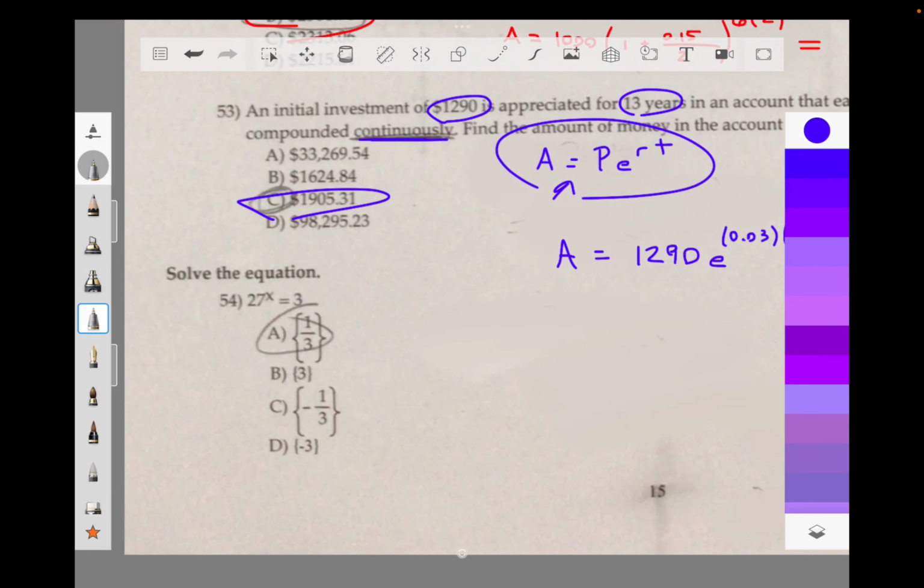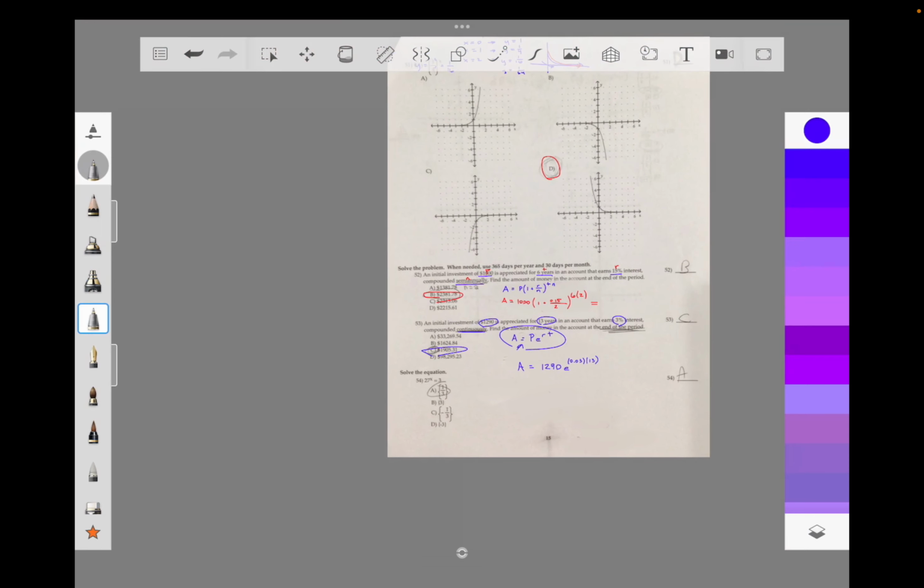All right, solve the equation 27 to the x equals 3. Why am I drawing a blank here? Okay.